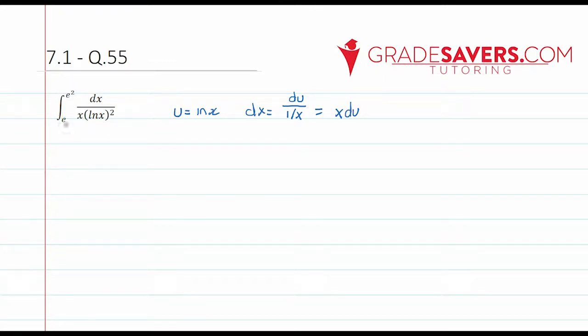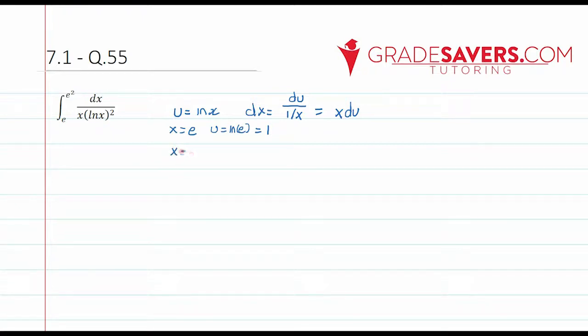Now, these two bounds here are in terms of x, so we should convert them to be in terms of u, using this formula here. This formula gives us the relationship between those two variables. So if x is equal to e, u is equal to ln e, which is simply 1.